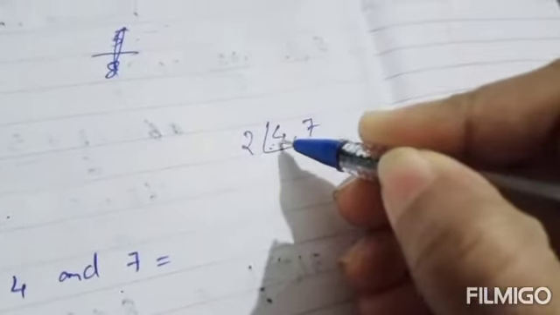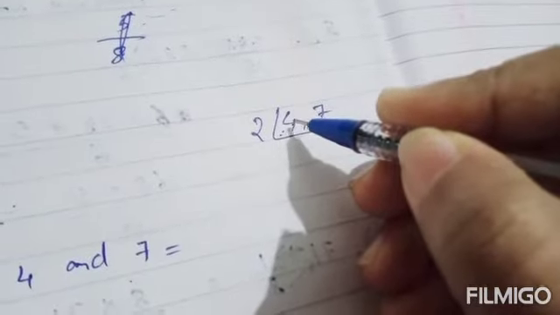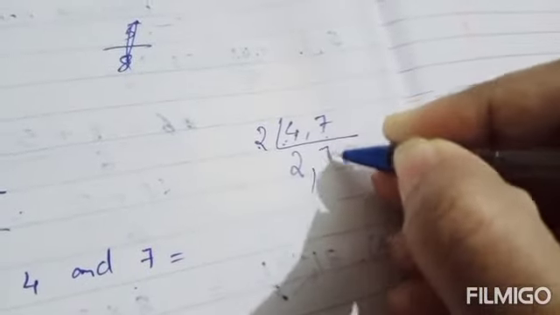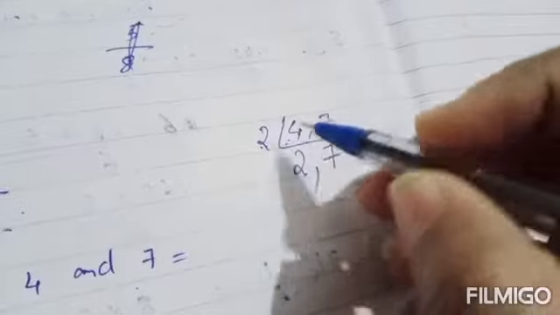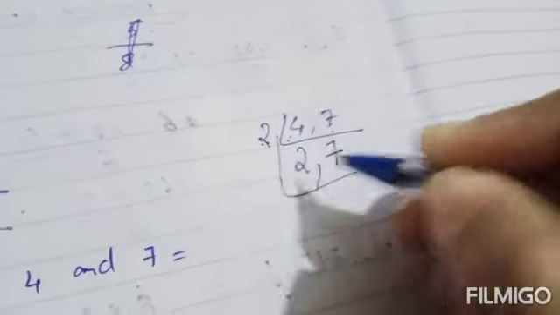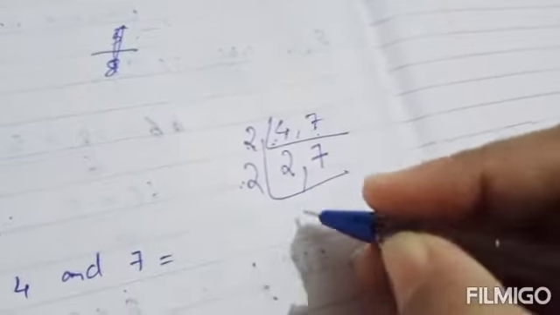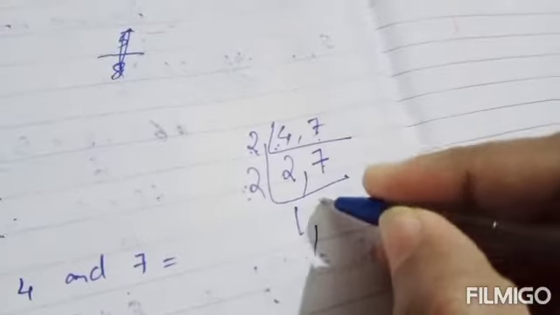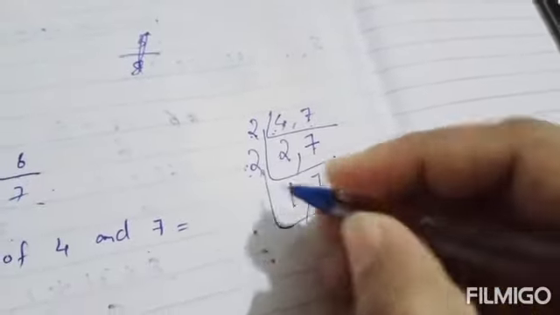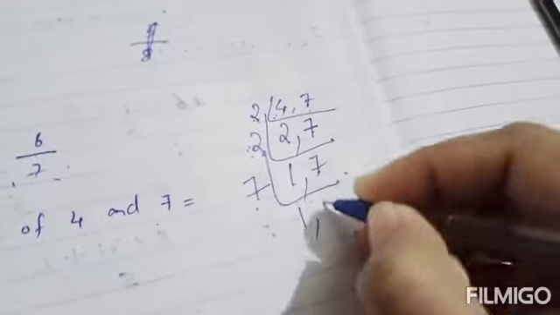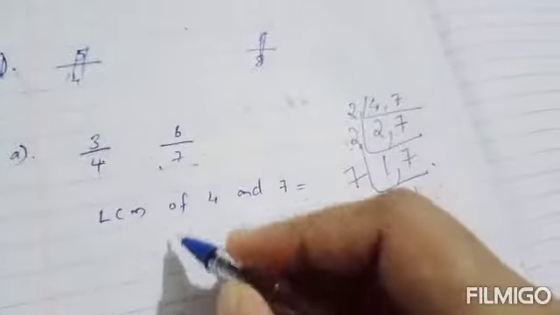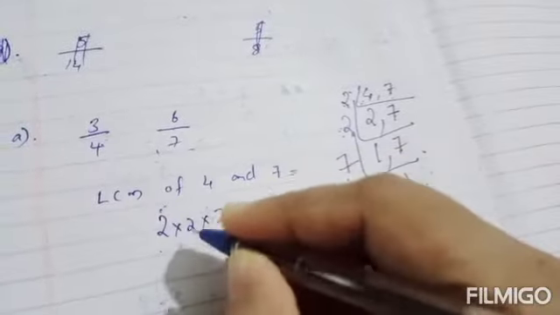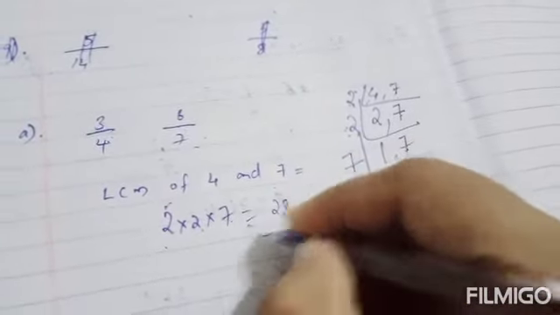Let's do the prime factorization of 4 first. 4 is divisible by 2, so 2. Now 7, you can't divide it by 2, so write 7 itself. Now 2, you can divide by 2 only. So 1. Now 7, you can't divide by 2, so write 7 itself. Now 7, you can divide by 7 only. So 1. So what will be the LCM of 4 and 7? 2 into 2 into 7. That is 2 into 2, 4. 4 into 7 is 28.